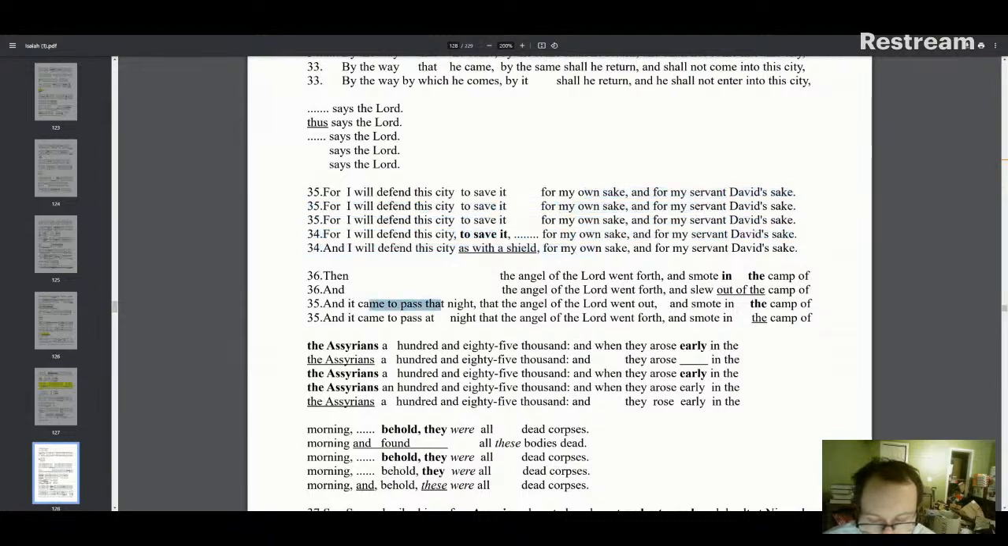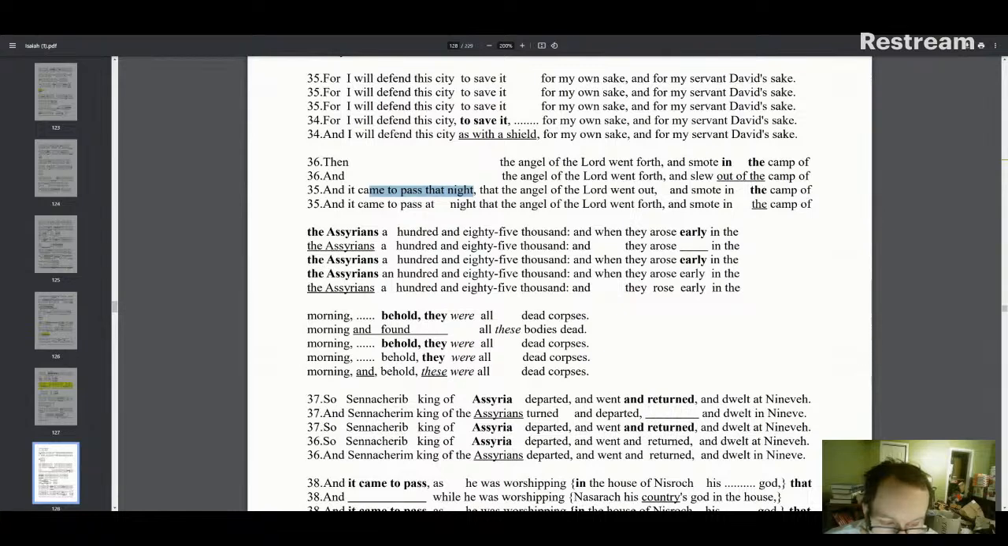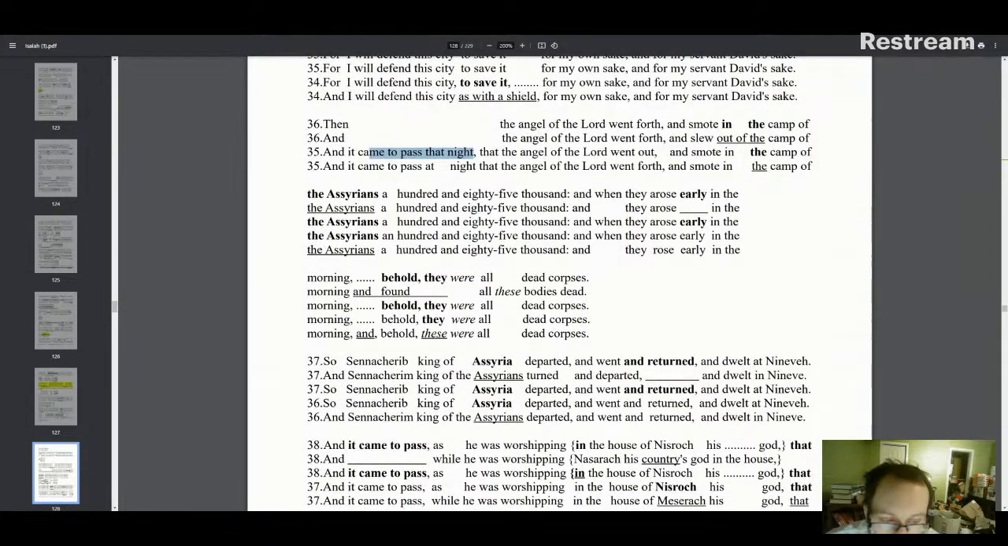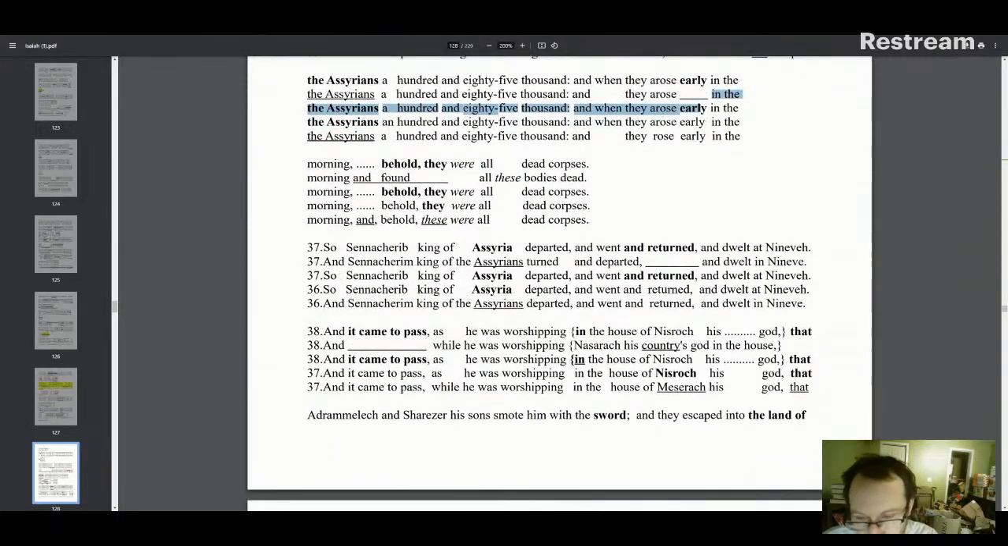Here we have, "it came to pass that night." Isaiah does not say "that night." That's only in 2 Kings. "Early" is in all of the versions except Septuagint of Isaiah. We talked about how "and" is punctuation added by scribes, so "and" is not part of the original text. "Went and returned," Septuagint simply condenses it into "departed."